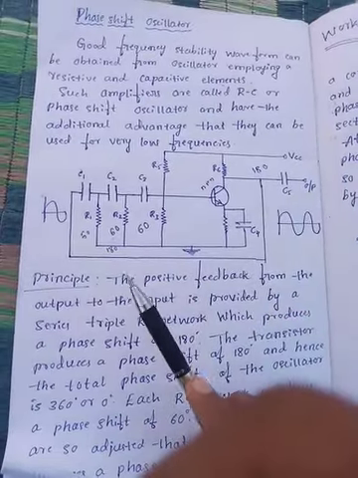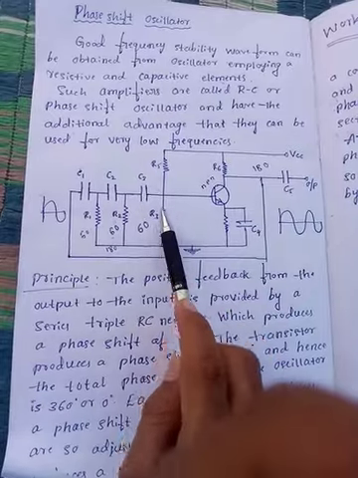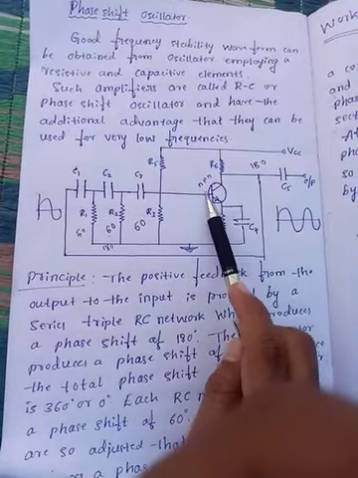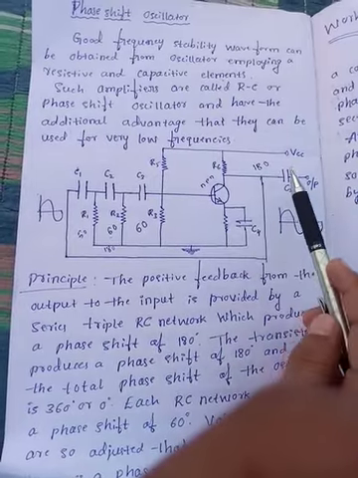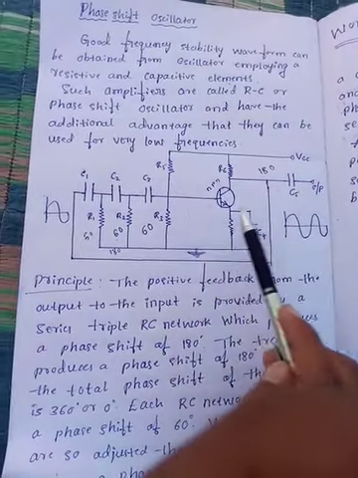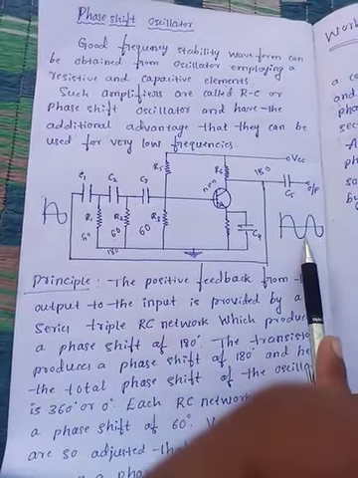Now this is the circuit arrangement as shown here. We have considered three RC sections connected in series, one transistor and capacitors, and this is the input signal and this is the output signal.